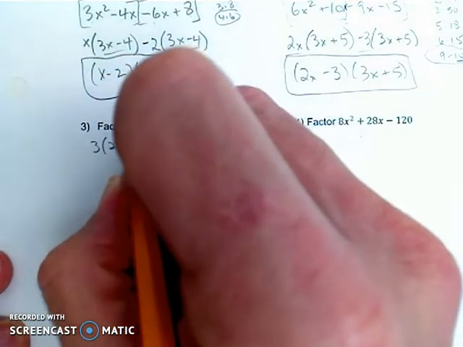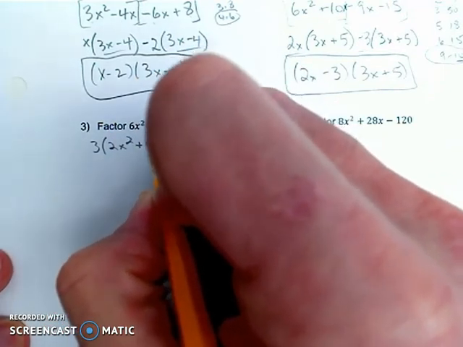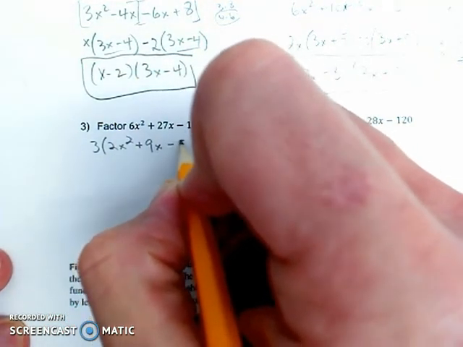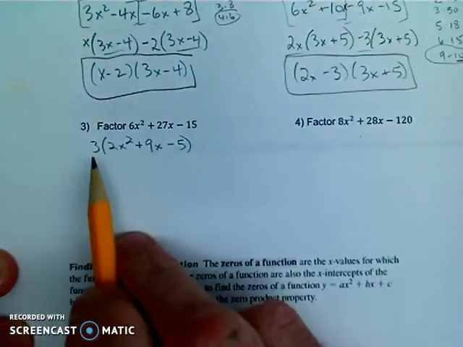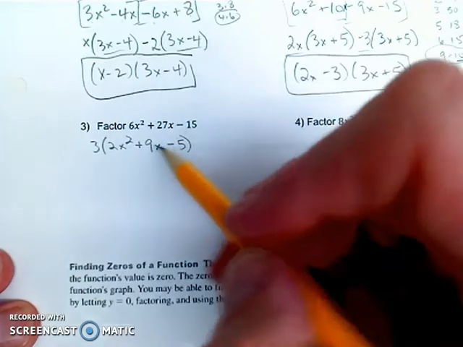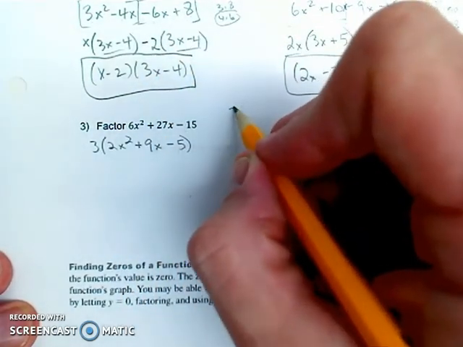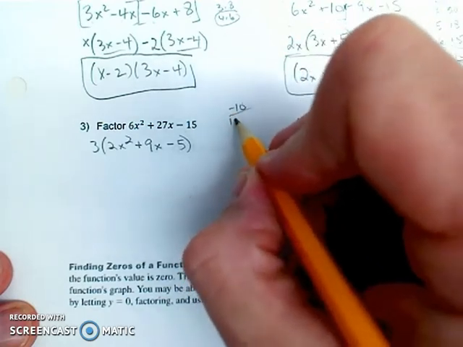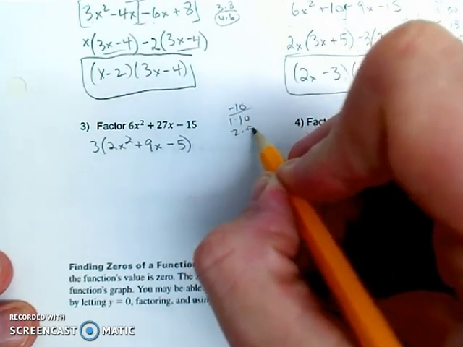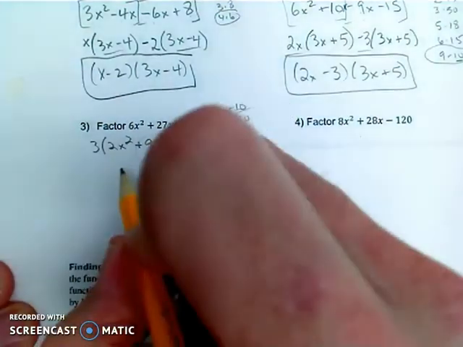So 6 divided by 3 makes 2. 27 divided by 3 is 9. 15 divided by 3 is 5. So 3 times 2x squared plus 9x minus 5. Now I can factor this in the same way we've done before. I need factors of 10. 1 and 10, 2 and 5. 1 and 10 is going to work here because I need positive 9x.